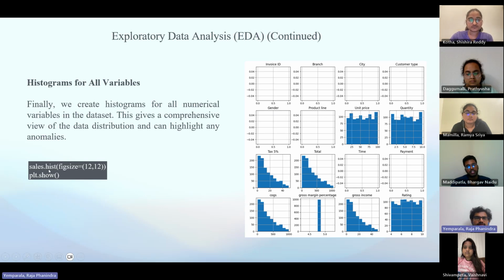With this function, sales.hist, we get the histogram for all the variables that are available in our dataset. In the picture you can see the histogram for all the variables that we have in our dataset.